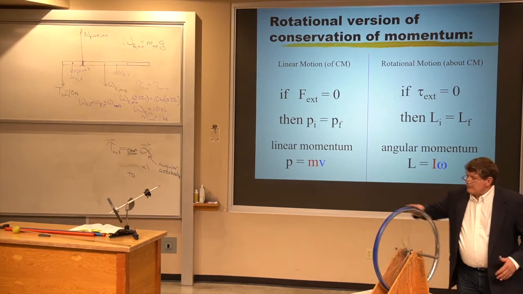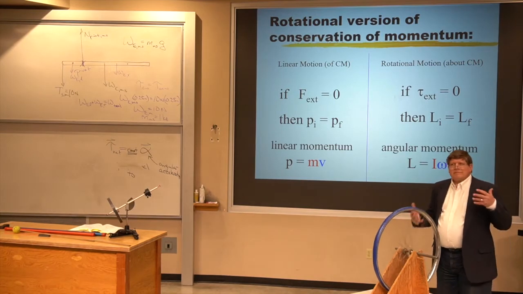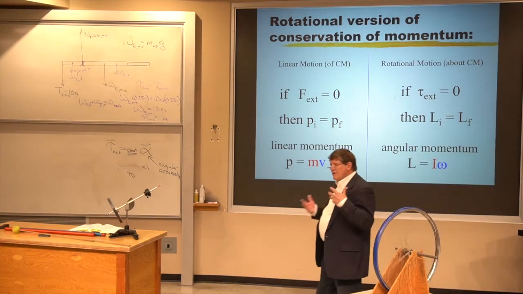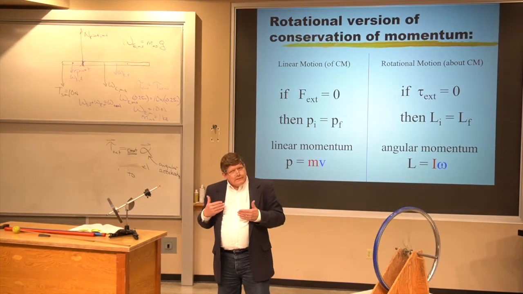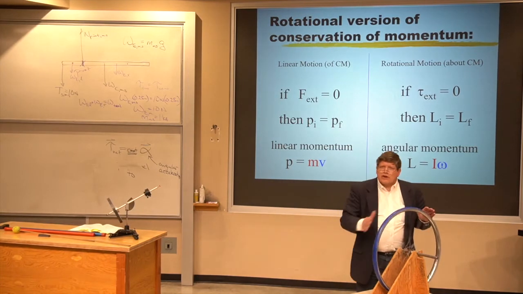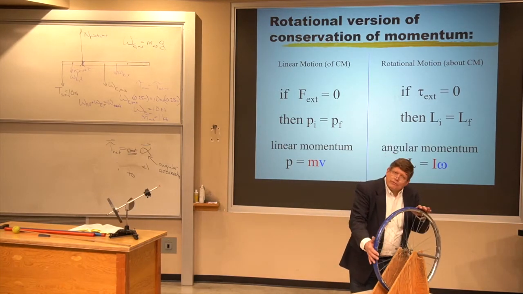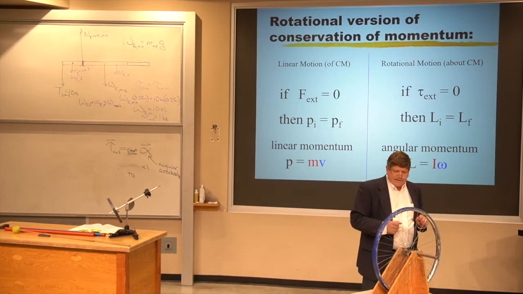So right now, this wheel has an angular momentum. Well, linear momentum is how hard it is to stop something from moving down the road. Angular momentum is how hard it is to stop something from rotating round and round. Okay? And in both cases, they have direction.